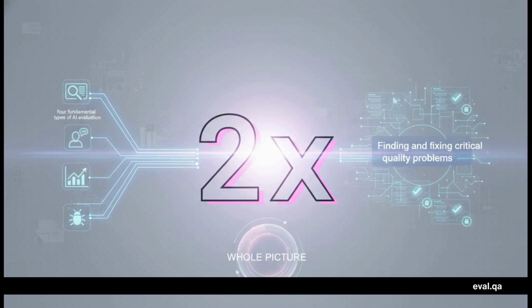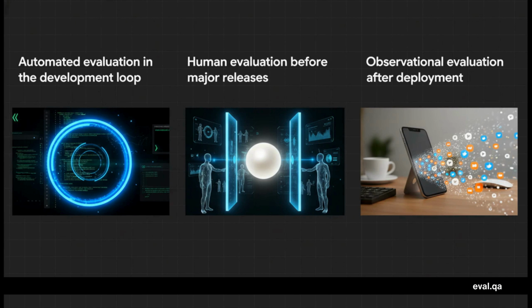And here's why that matters so much. This isn't just academic. The data shows that teams who use multiple evaluation types, who use more tools from the toolkit, are twice as likely to catch major problems before they ever impact a single user. Twice as likely. That's a huge difference. So what can you do? It doesn't have to be complicated. Here's a simple playbook for a minimum viable evaluation program. 1. Use automated evaluation constantly, every day while you're developing. 2. Before you launch anything big, bring in human evaluation for a deep check. 3. The moment you deploy, turn on observational evaluation and start learning from your users. That's it. That's the foundation.